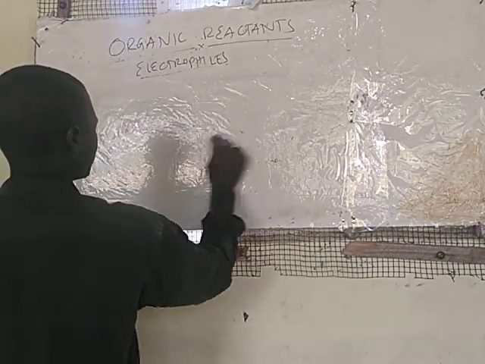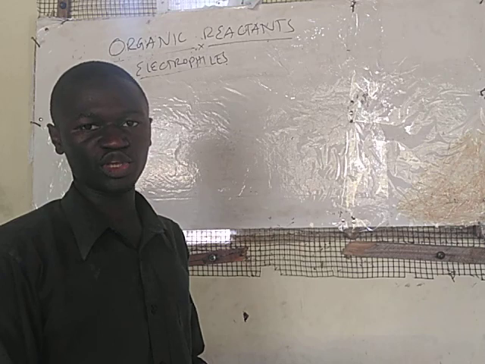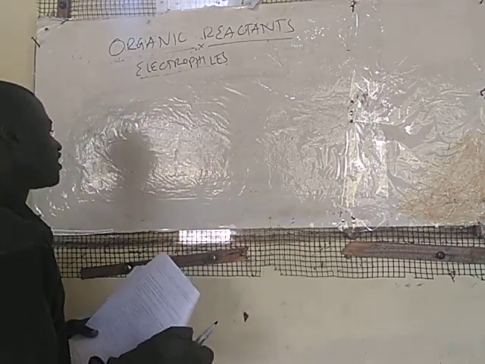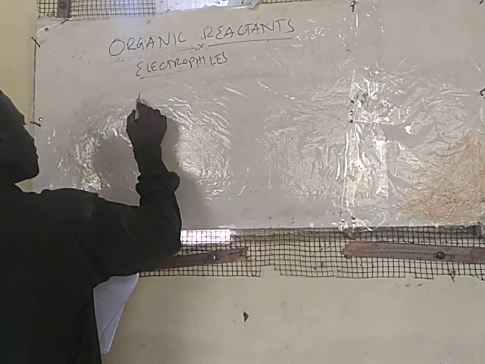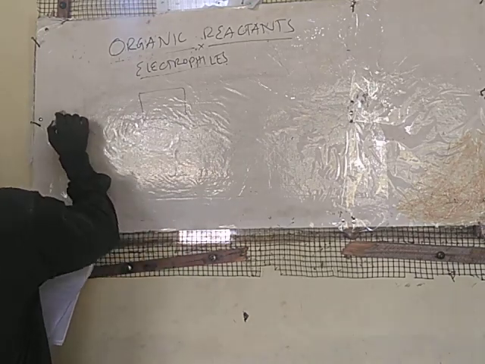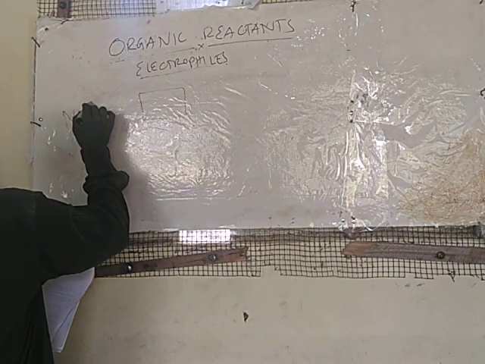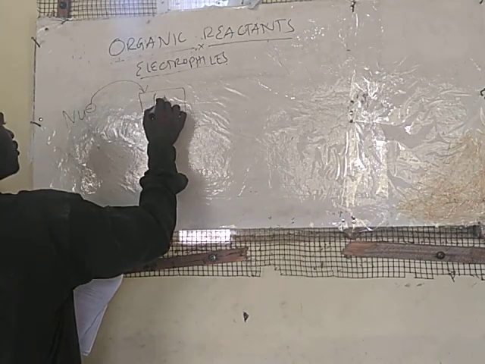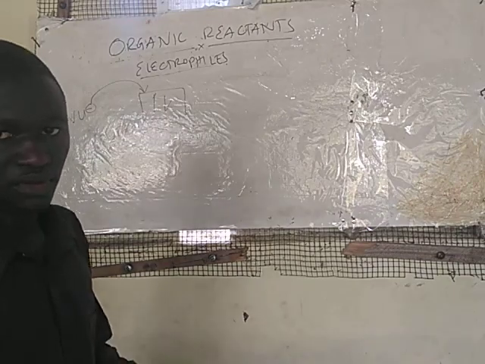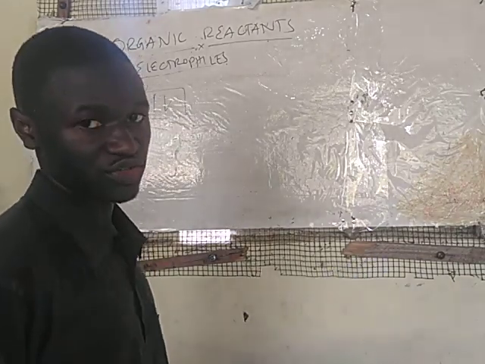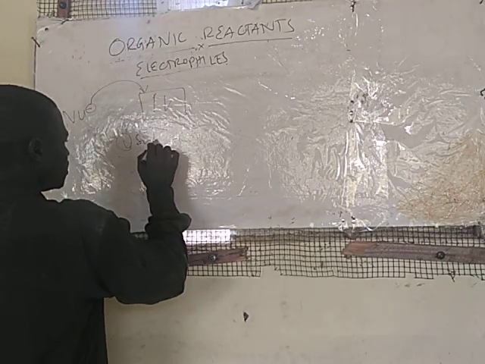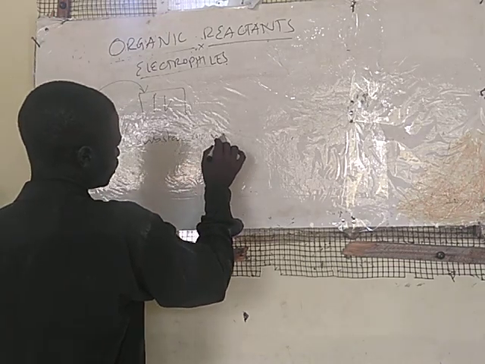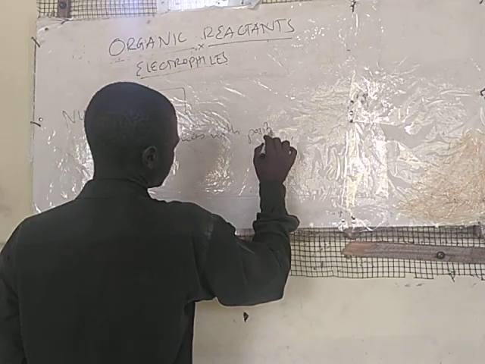One thing you need to know about the electrophiles is that any molecule which tends to react by receiving electrons must have an empty orbital. Empty orbital, very important. An empty orbital like this. So when a nucleophile donates an electron pair, this electron pair comes to stay in that empty orbital. We have two categories of electrophiles. First is the substances with positive charge.